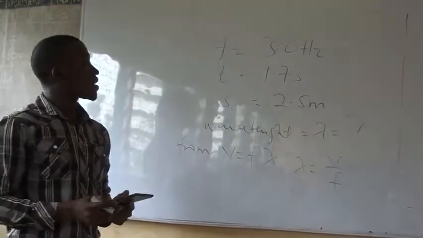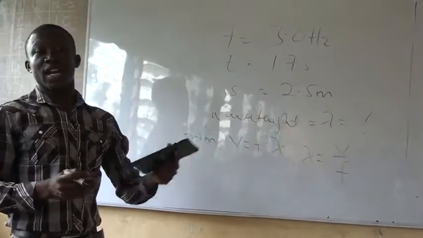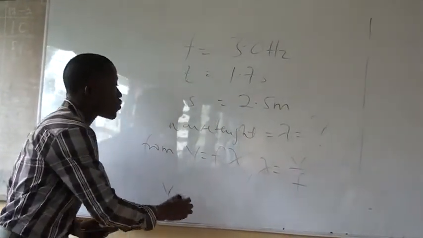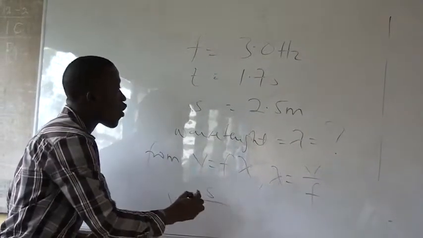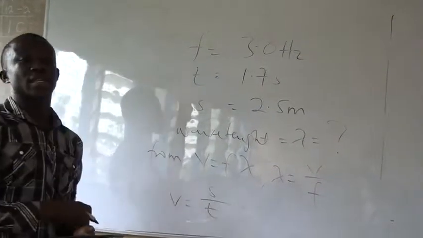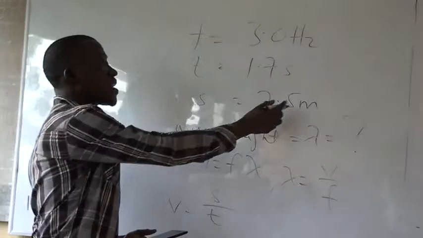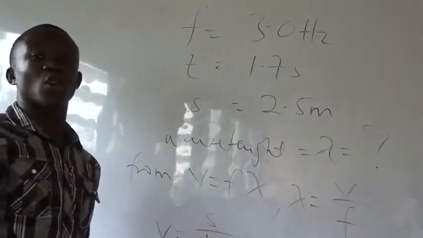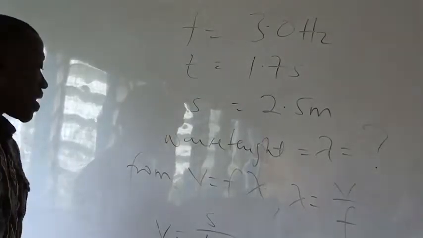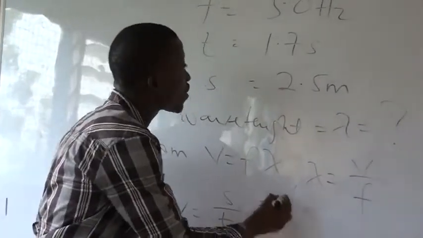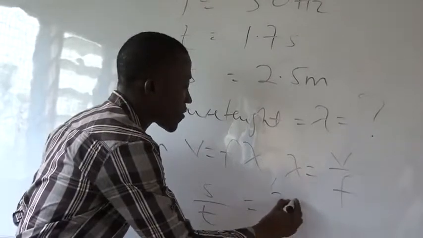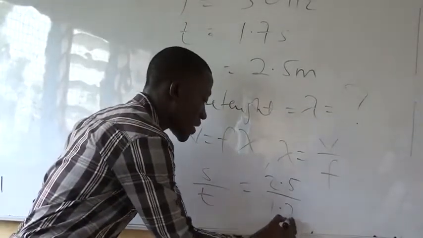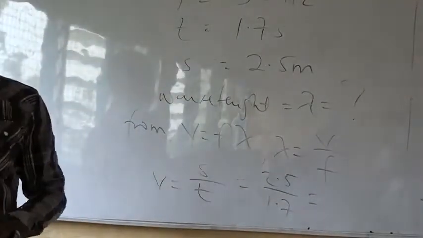So we use distance or displacement over time to find the velocity. So V is going to be S over T. Our S is already in meters, so we don't need to do any conversion. T is already in seconds, we don't need to do any conversion. So it means that V is equal to S, which is 2.5, divided by 1.7. So what is going to be the velocity?